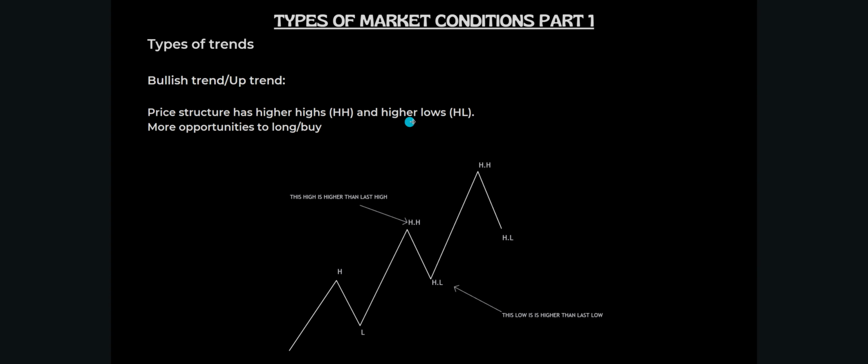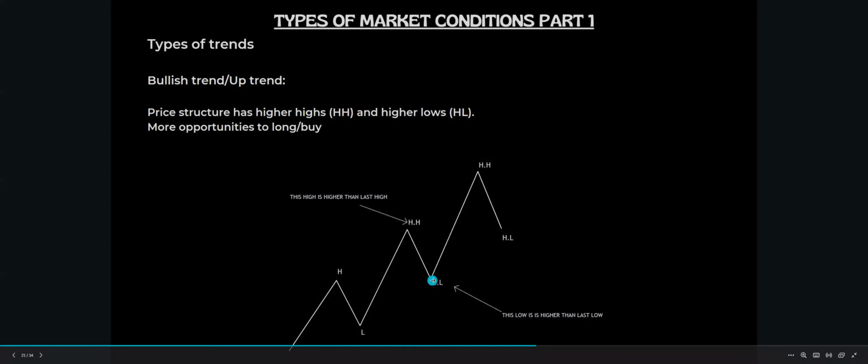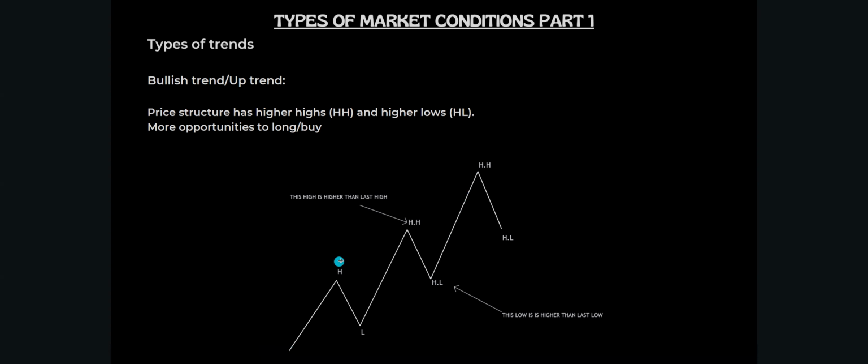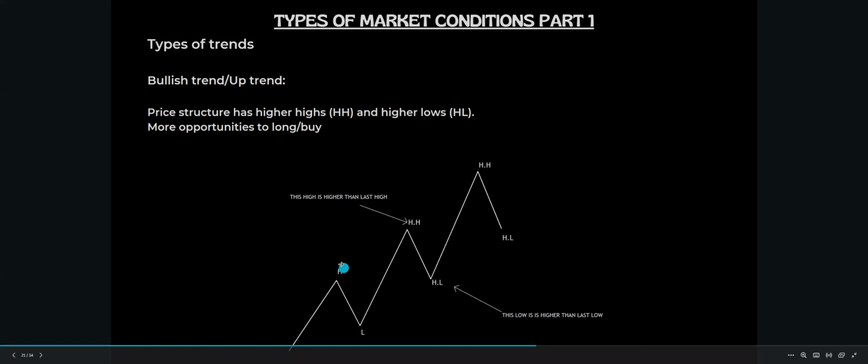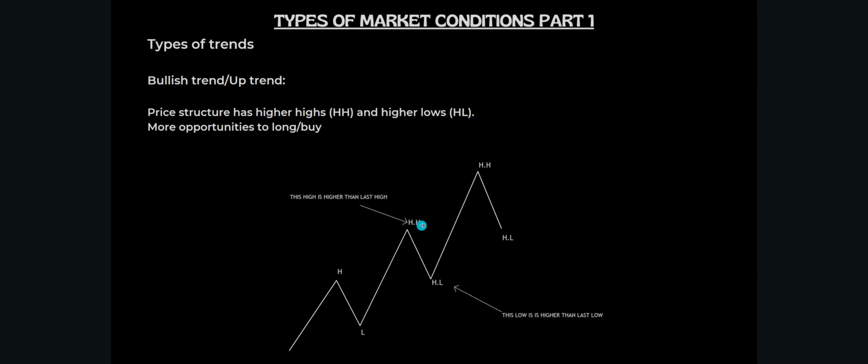A bullish trend, what does it show you? In this particular example, I have drawn out a simple illustration. You see how there is a high and a low, right? The H stands for high, L stands for low. So high and a low, and the next wave, what do you see happen? We see a higher high, right? Why is this a higher high? Because this high is higher than the previous high, right? So this is a new higher high.